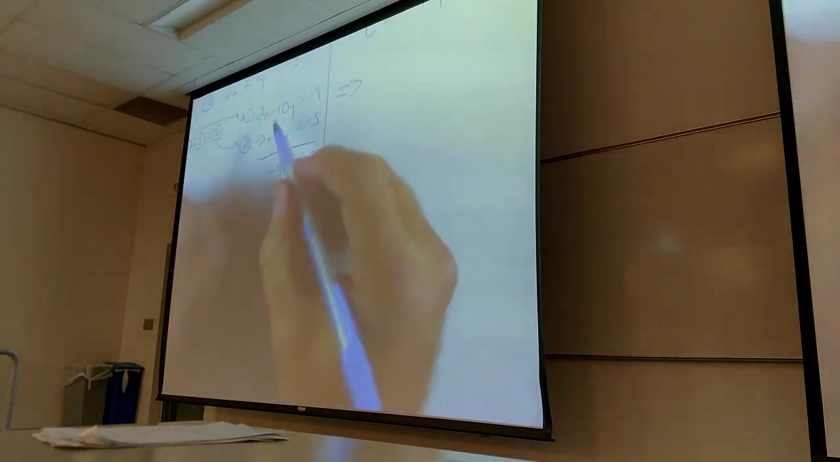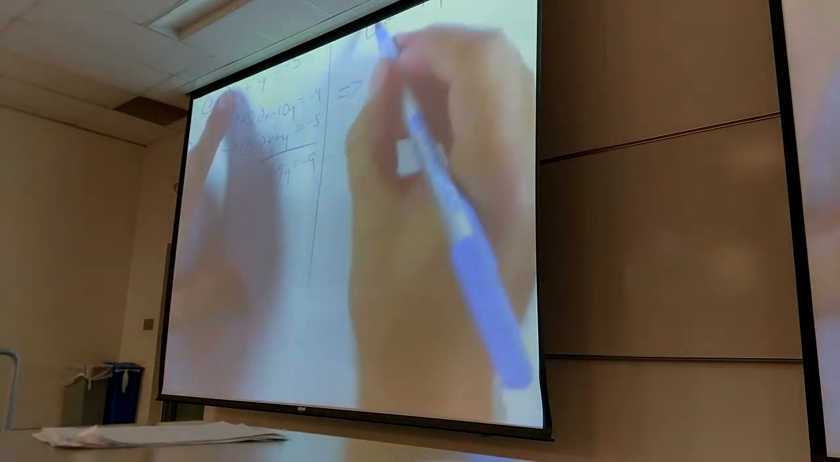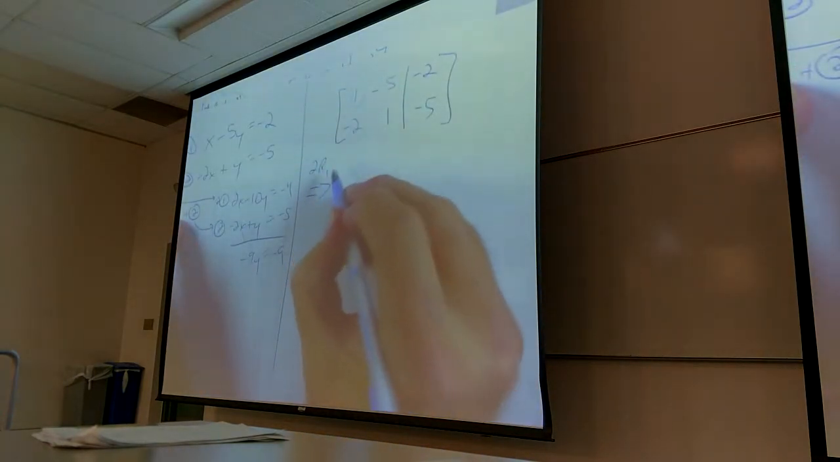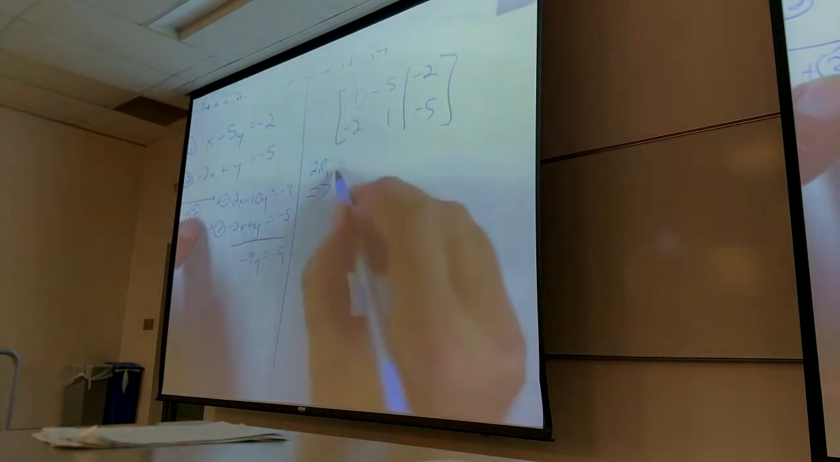So here, what would the equivalent thing look like here? I would take, here's row 1. What did we do to row 1? We doubled it. So I would take twice row 1, add it to row 2.